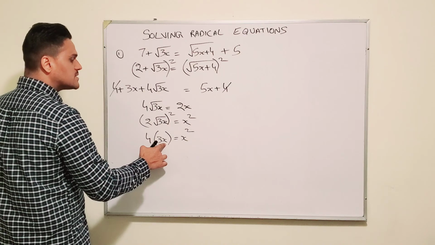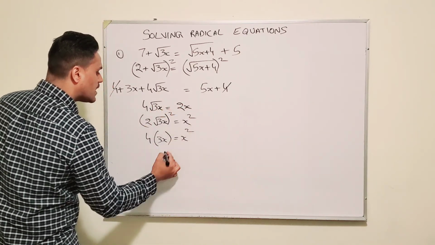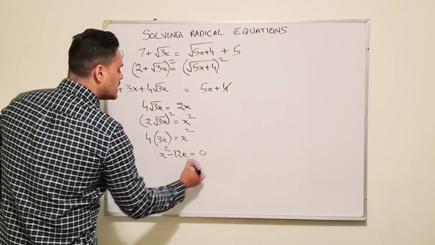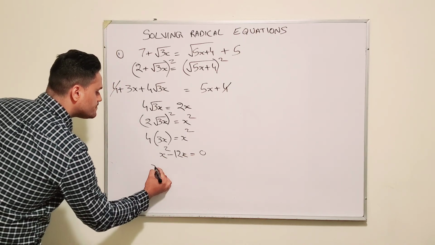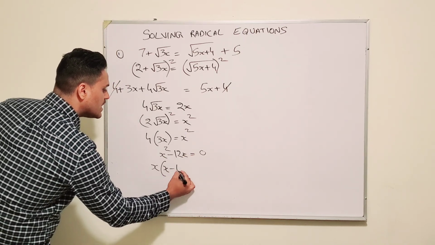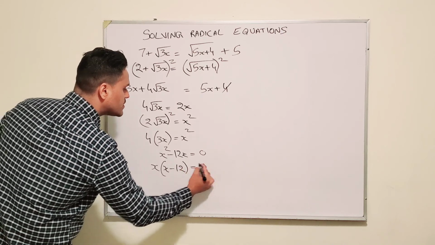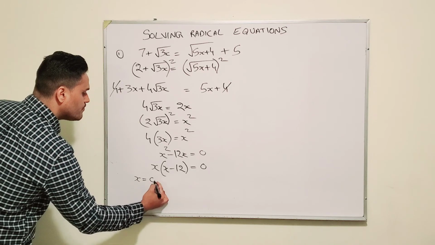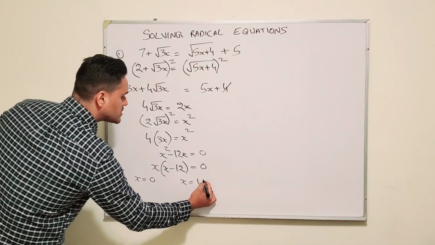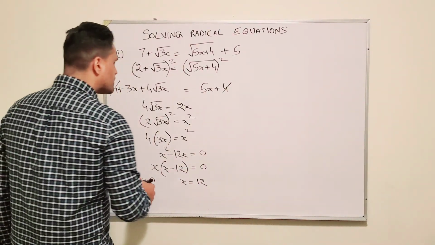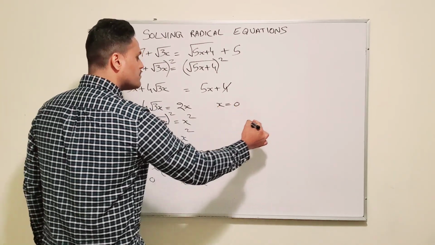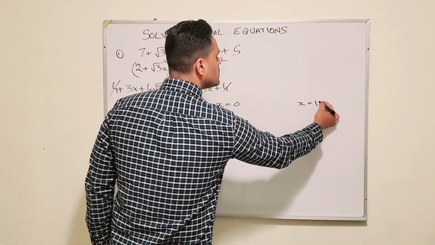4 times 3x is 12x. We're going to move it to the other side. It's going to become minus 12x. We're going to factor the x out, and we're going to have x times x minus 12 is equal to 0. So we have two roots. First, x is equal to 0, and the other one, x is equal to 12. Again, folks, we need to check each one of them. So we have x is equal to 0 and x is equal to 12.